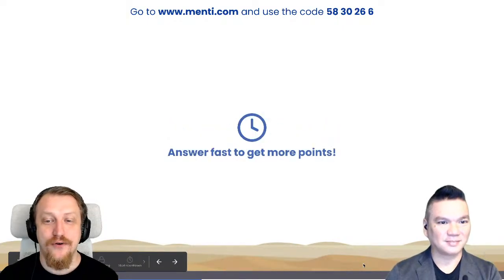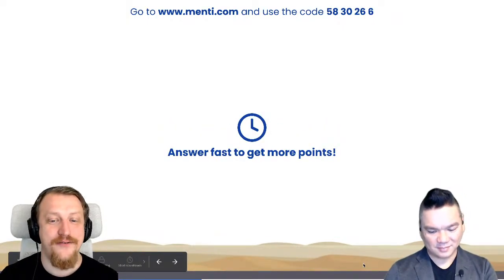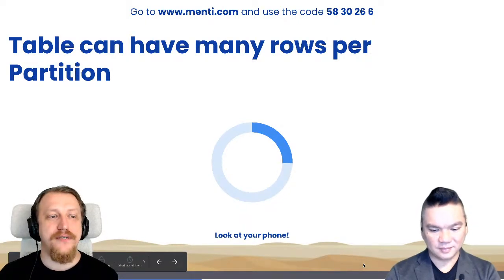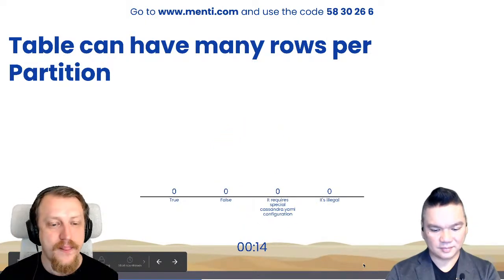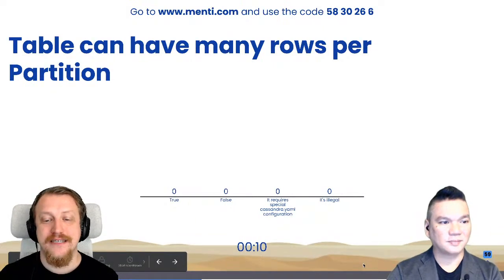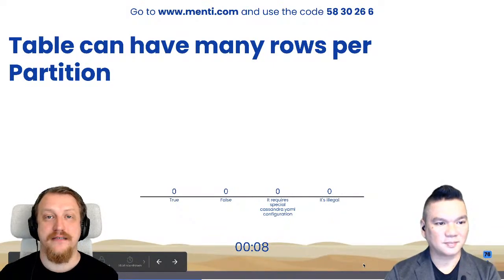And question 2, and you still have to answer fast to get more points. Table can have many rows per partition. True, false. It requires special configuration in the cassandra.yaml file. It's illegal.